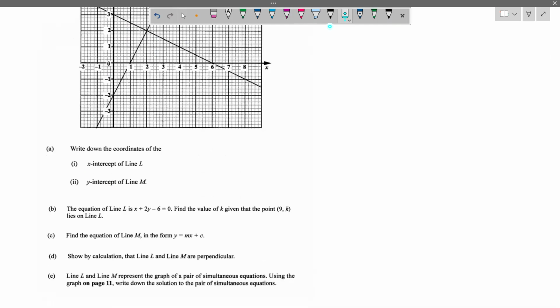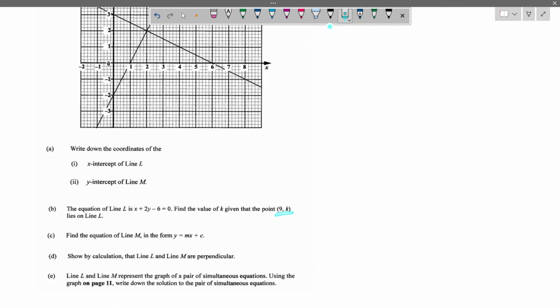They say the equation of the line L is this. So this is not in the correct format. It's not in the form y is equal to mx plus c, right? Find the value of k given that the point 9k lies on the line. So we need to rearrange this so that y is the subject and we move everything else across, so we get y is equal to mx plus c.